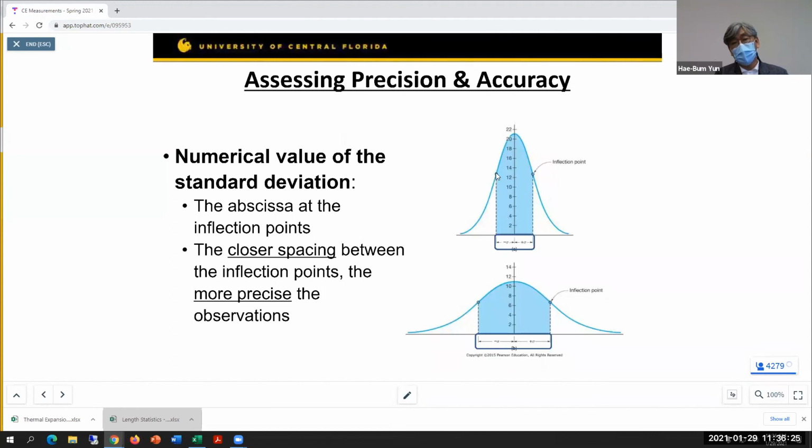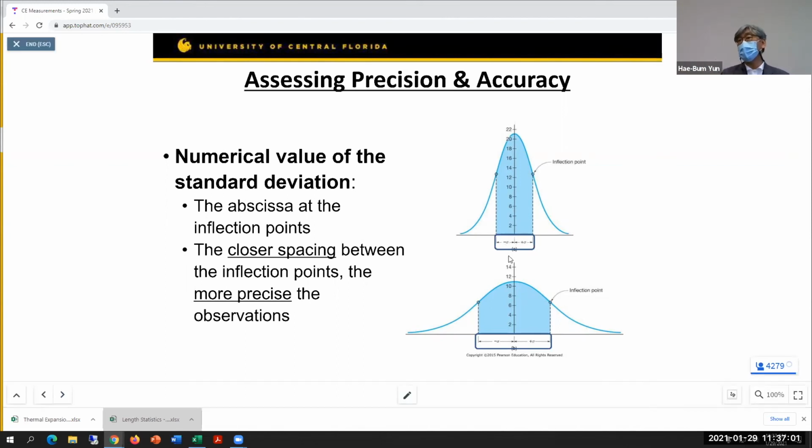Graphically, your standard deviation can be determined if you find the inflection point and draw the vertical line, and this distance is the standard deviation. We have two cases: the top one is narrower, the bottom one is wider, right? So which standard deviation is larger, top or bottom? Bottom. The bottom is larger, right?